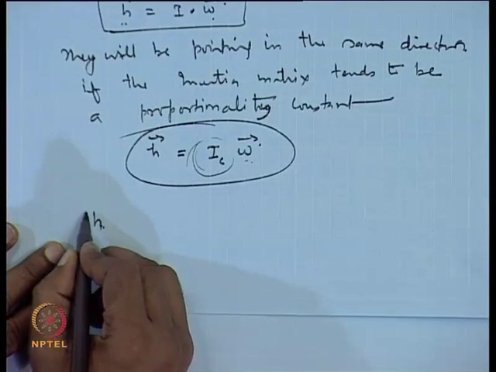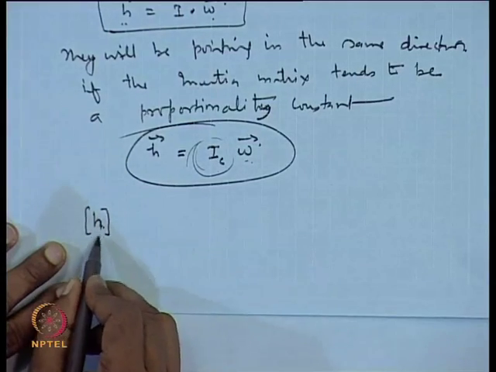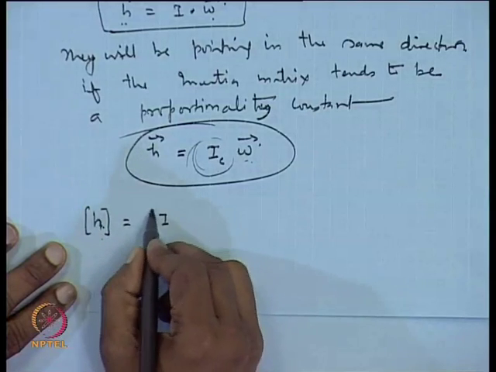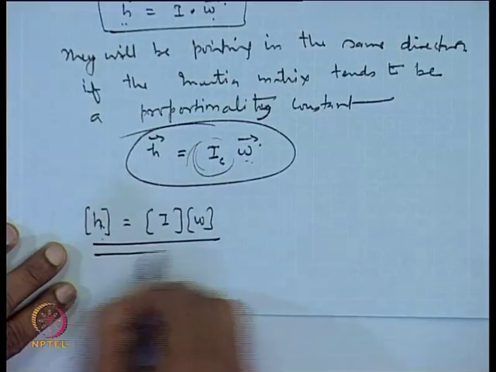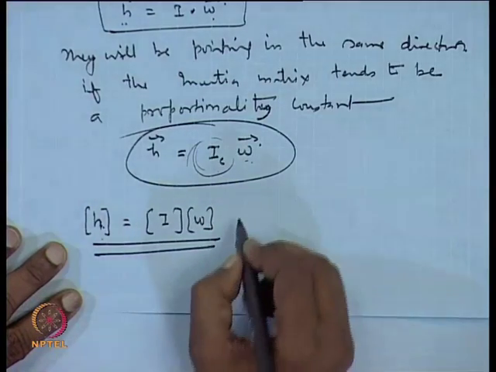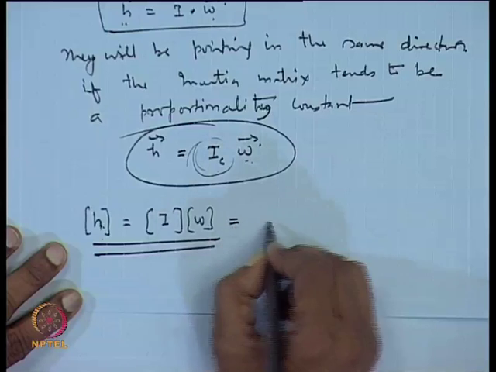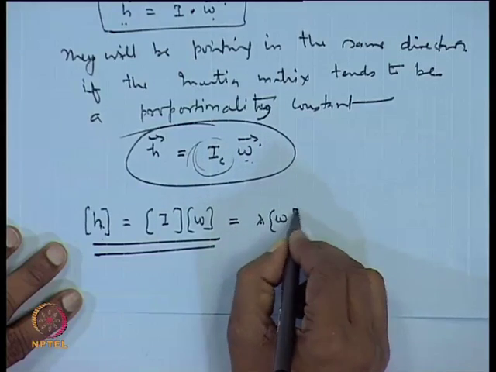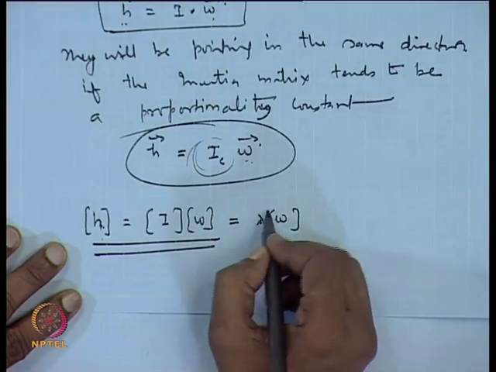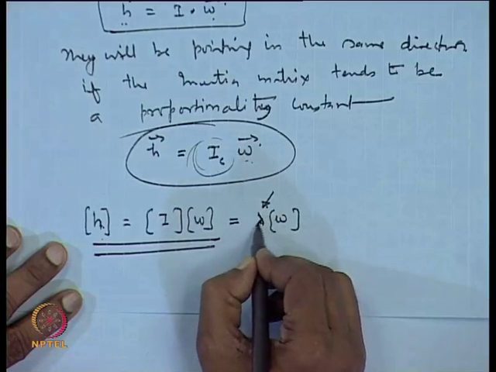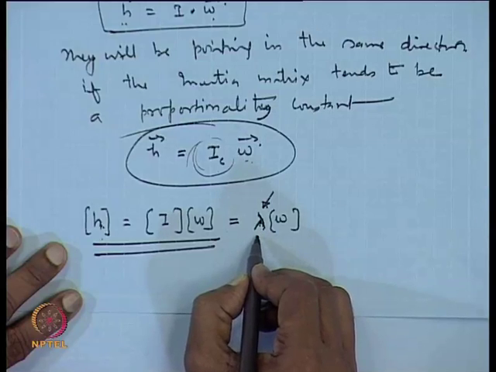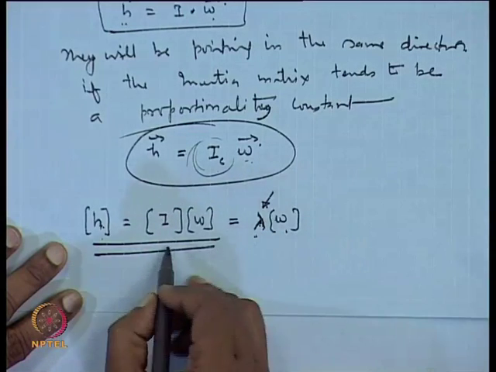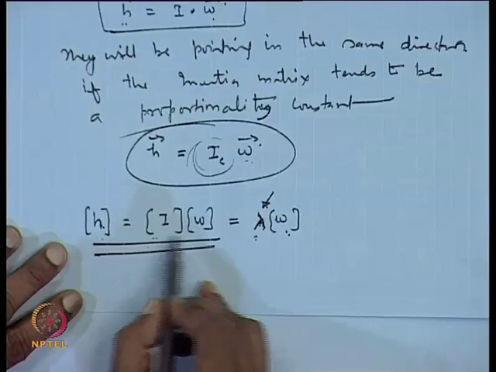H is a vector here, and I is the inertia matrix and omega is a vector. So, to find out the principal directions we can write this as lambda omega, where lambda is a quantity by which if the vector is multiplied, this will be equal to this. So, you can solve this problem.